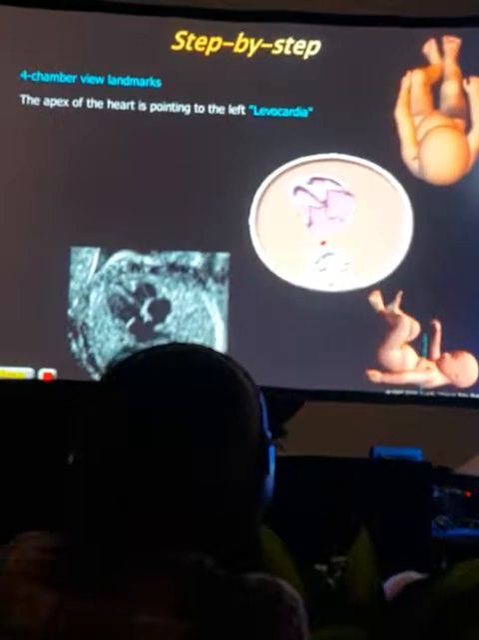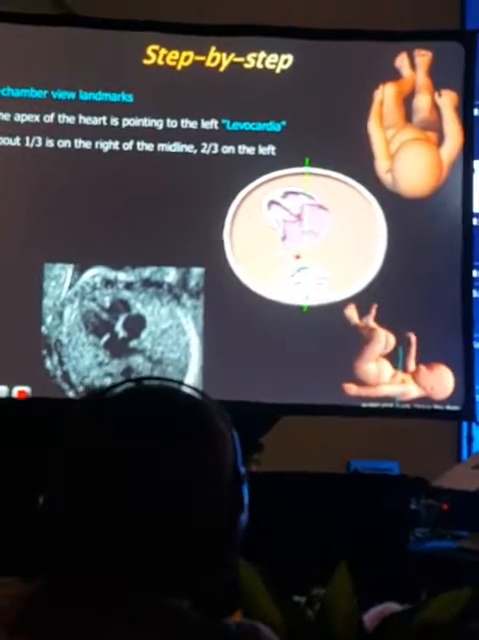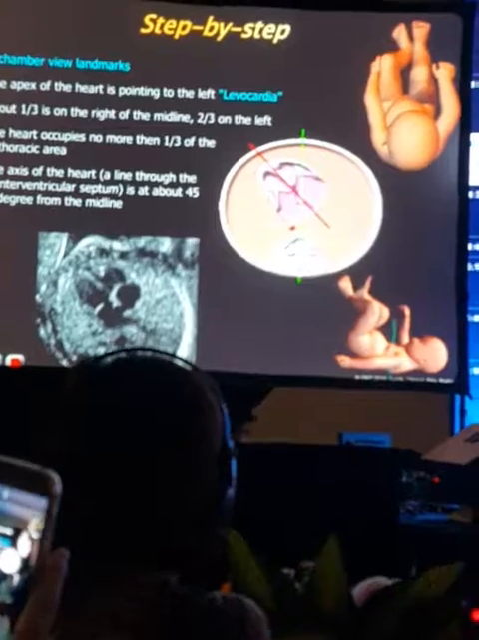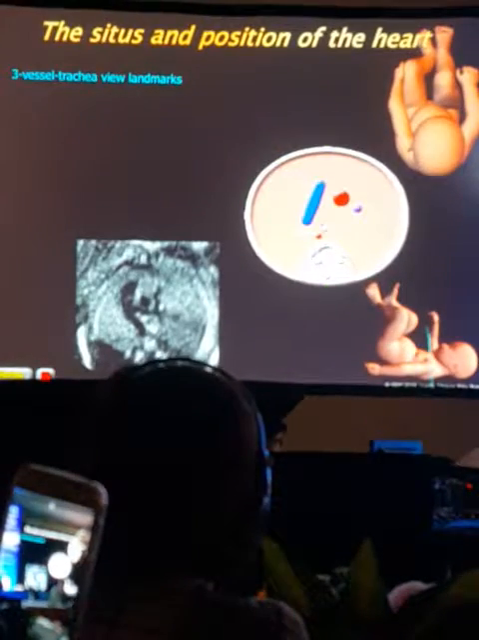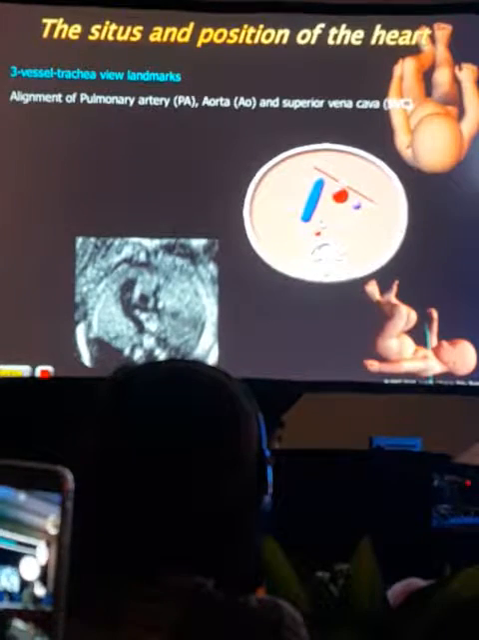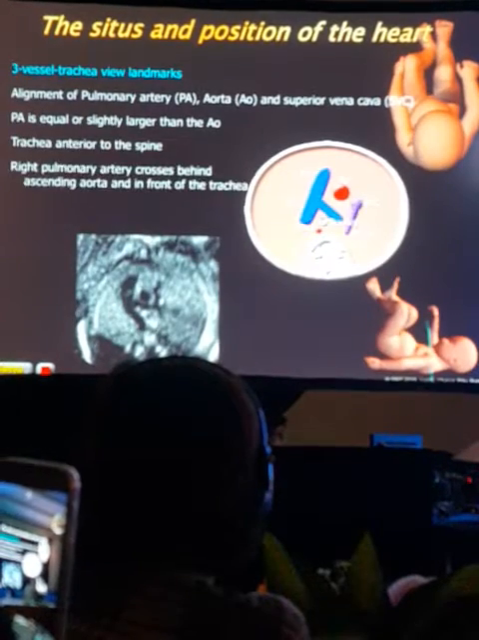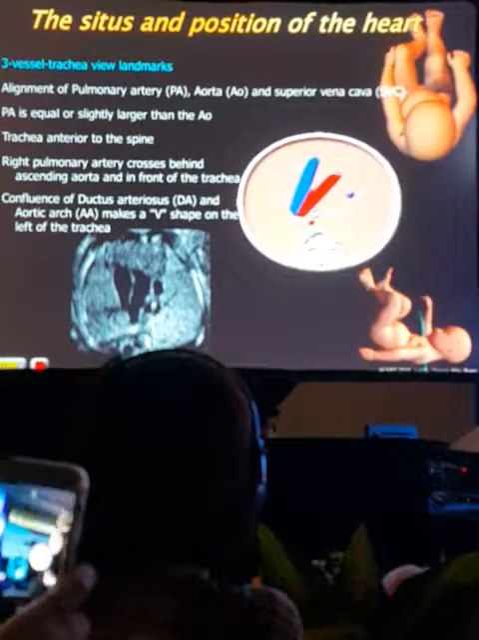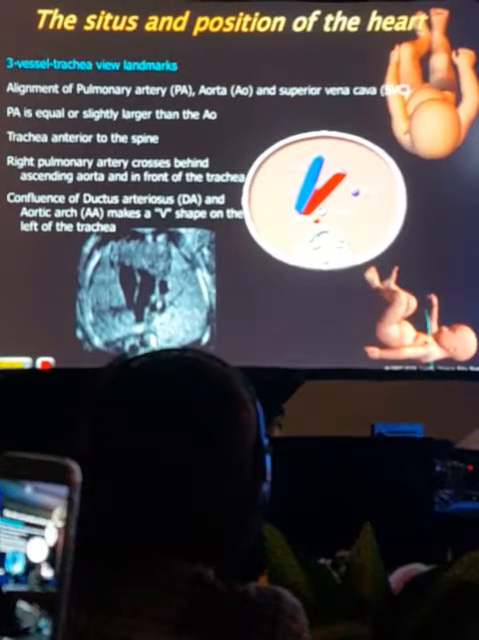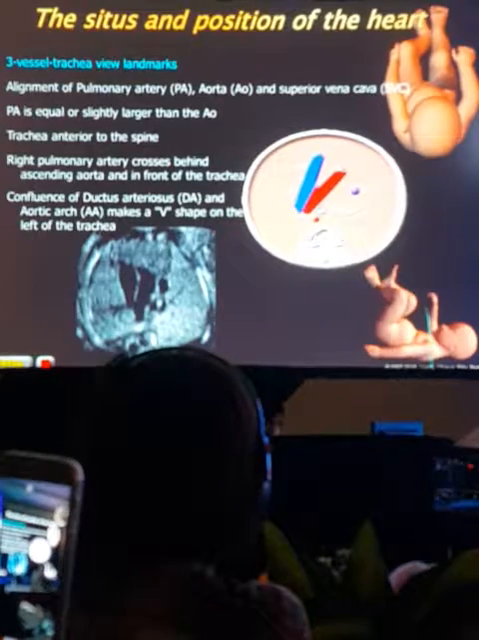At the four chamber view, all the things we just talked about, the axis of the heart, the size of the heart, and so on and so forth. And in the three vessel view, same landmarks that we just saw, I don't want to bore you with that. Remember, we can do the two-view version of the three-vessel view.